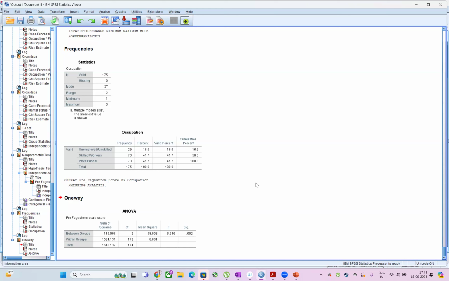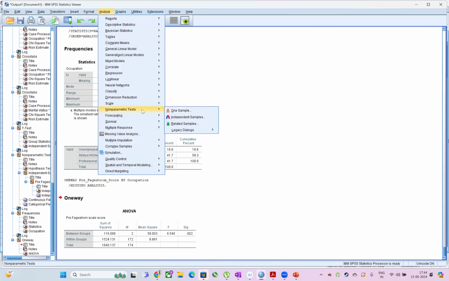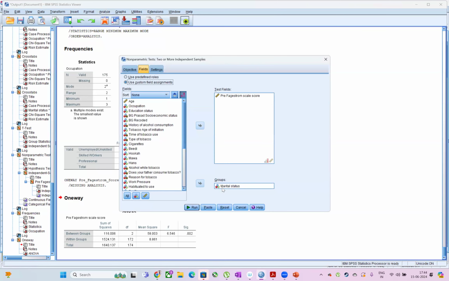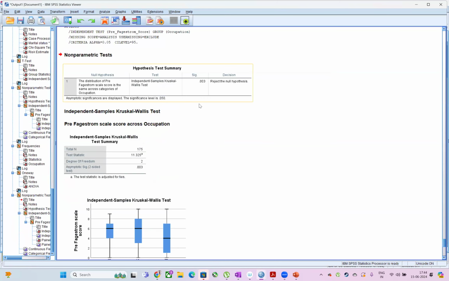But since it is not normally distributed, I'm going to go into analyze, non-parametric tests, independent samples. I'm going to remove the marital status and add the occupation over here, and run it. Here it has already utilized the Kruskal-Wallis test in place of ANOVA, and again it is found to be statistically significant.